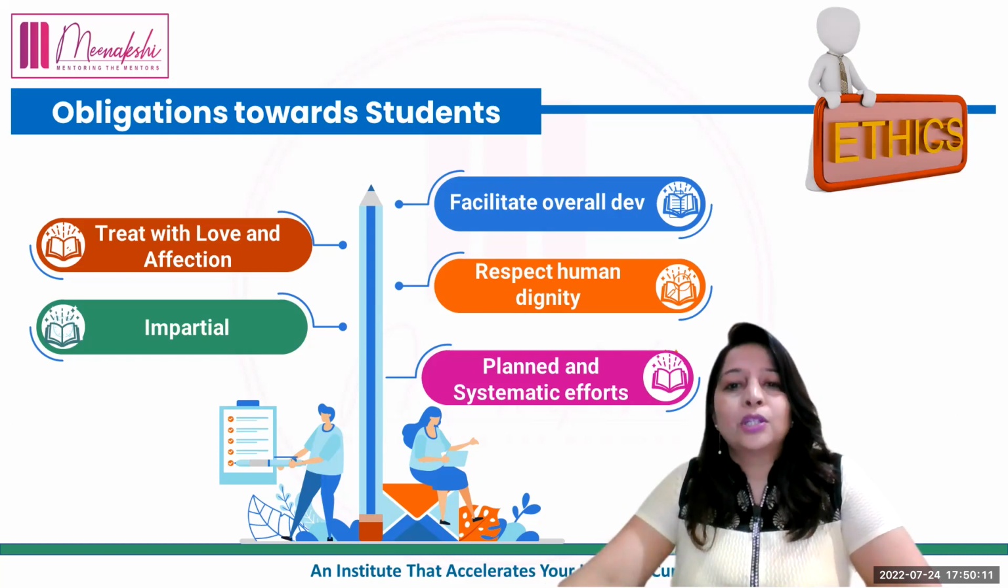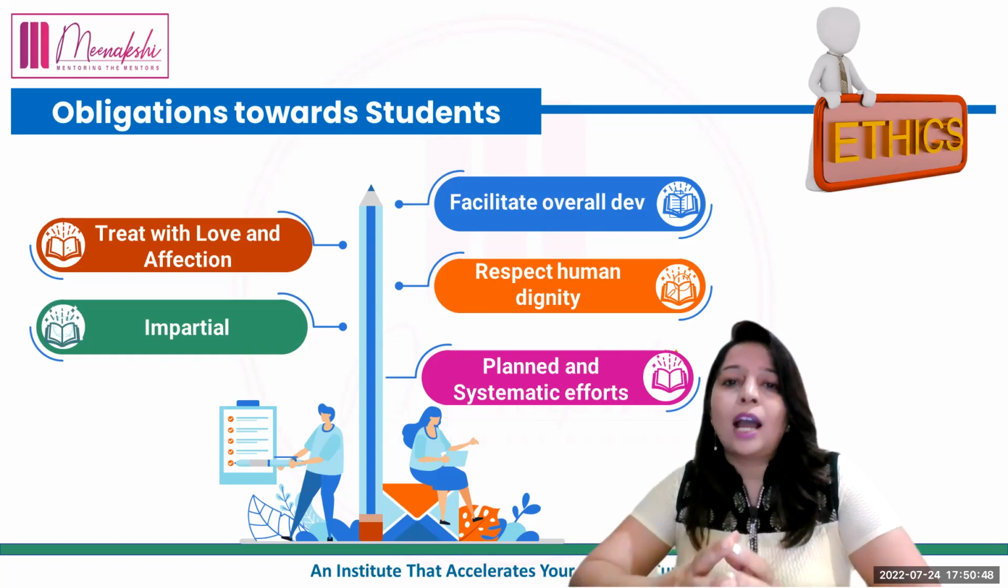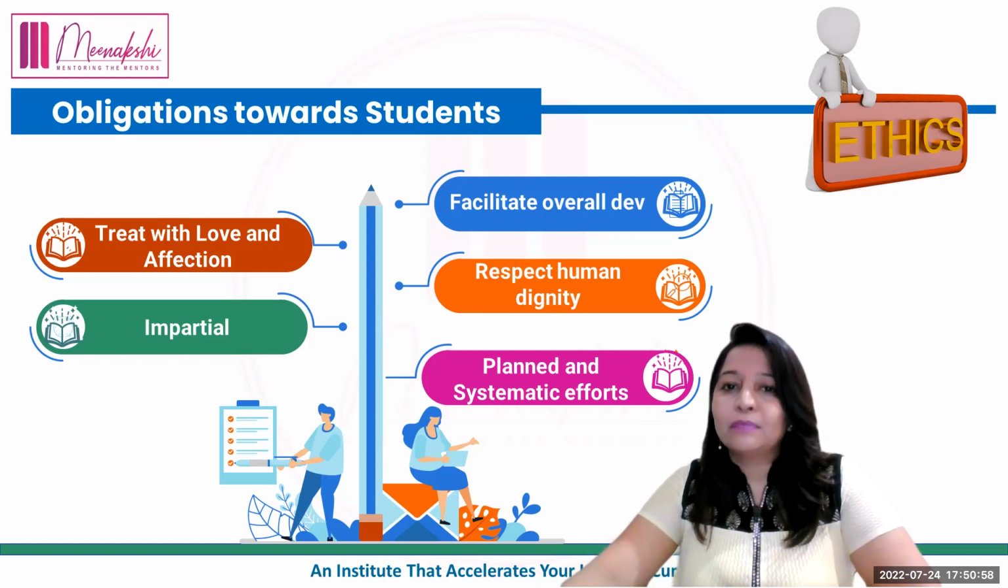And then teachers should be there to facilitate the overall development of the students. Overall development, as we have already talked about, means intellectual, physical, social, emotional, as well as moral development. And respect the basic human dignity of the child in all aspects of school life. Apart from it, the fifth point that we are going to discuss is to make planned and systematic efforts to facilitate the child to actualize his or her potential and talent. Being a teacher, it is my duty to make such plans so that I will be able to focus on each and every child's learning style and facilitate his or her learning in that manner.